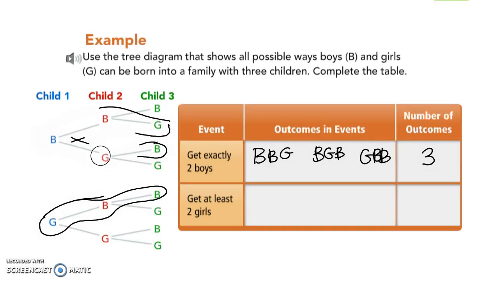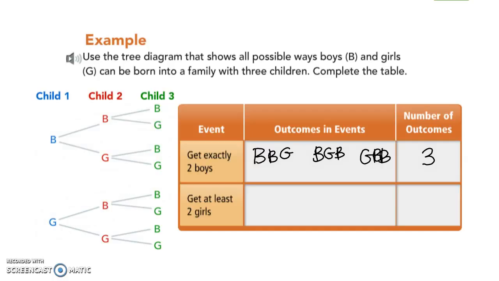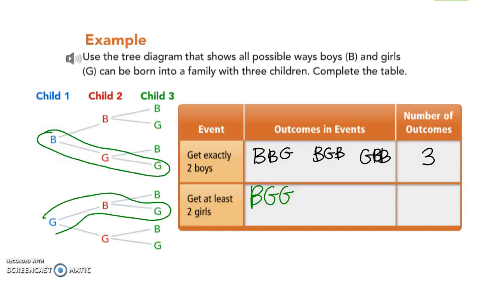Let me erase this over here real quick. And now we're looking for combinations where we have at least 2 girls. So, no. This is my first one where I see 2 girls. So, boy, girl, girl. Here's my next one, girl, boy, girl. Okay, then I could have girl, girl, boy.